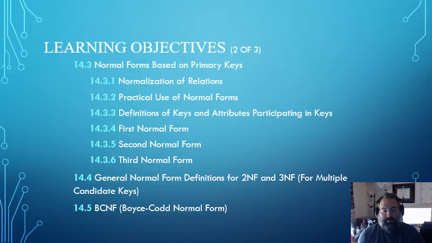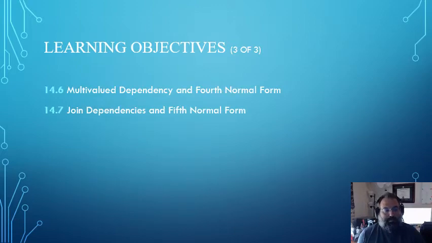14.4 deals with general normal form definitions for second and third normal form, and Boyce-Codd normal form. 14.6 is about multi-valued dependencies with fourth normal form, and 14.7 is about join dependencies with fifth normal form.